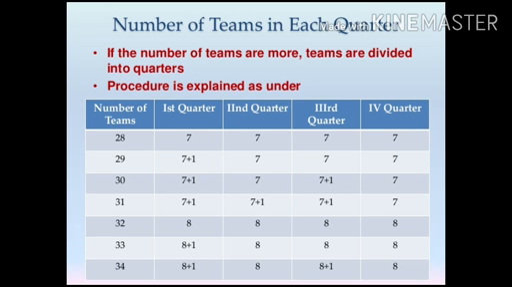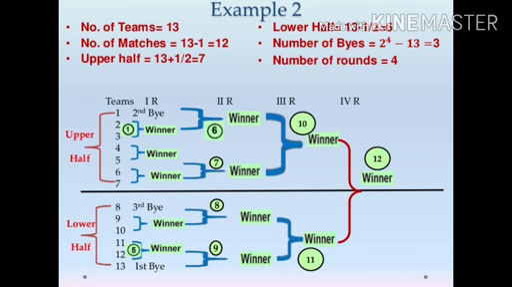now, fixtures on a knockout basis. Now I will give you one question: draw a fixture of 11 teams on a knockout basis. So you will go step by step. First step, you will write the number of teams is 11. Then you will write the number of teams in the upper half. What is the formula for calculating the teams in the upper half? N plus 1 upon 2. So 11 plus 1 upon 2, 12 divided by 2 is equal to 6.